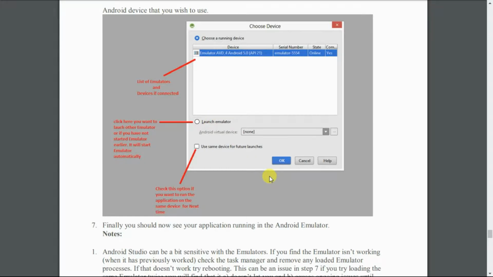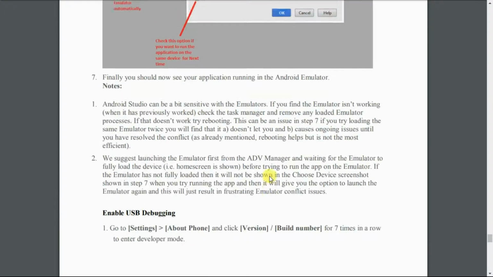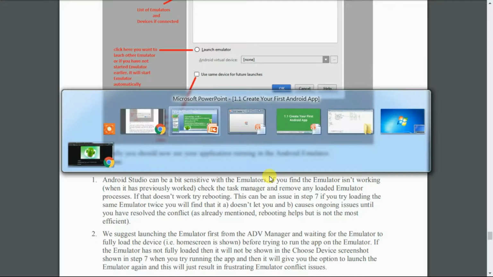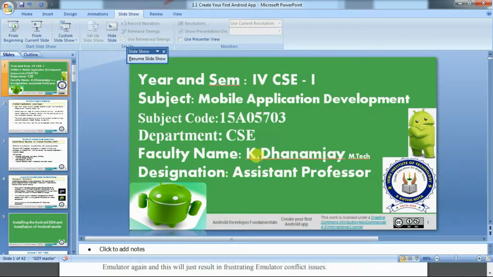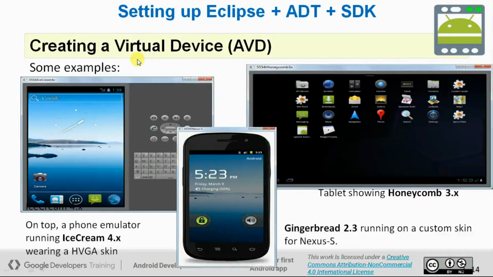Okay, after clicking the OK button, you will get the emulator completely. So I'll show you how the emulator will look like. Okay, this is how the Android Studio installation goes on your laptop or computer. You have to remember these different steps. Let's see the continuation part, how to create your first Android application. And before that, let's see how to create a virtual device, an Android virtual device.